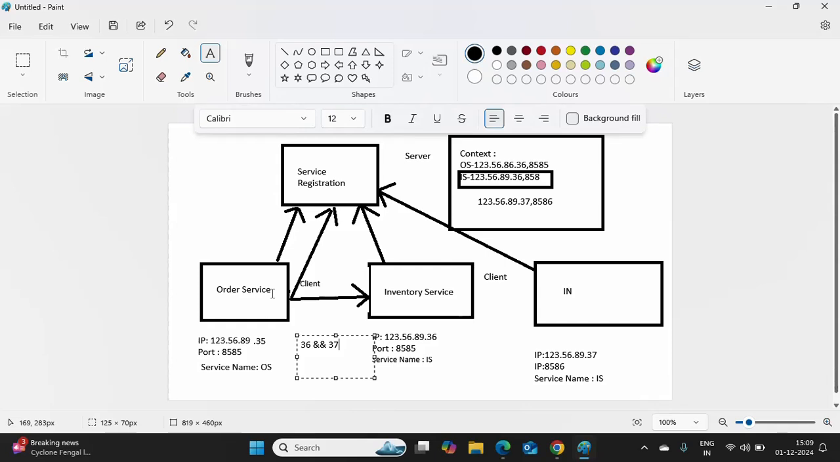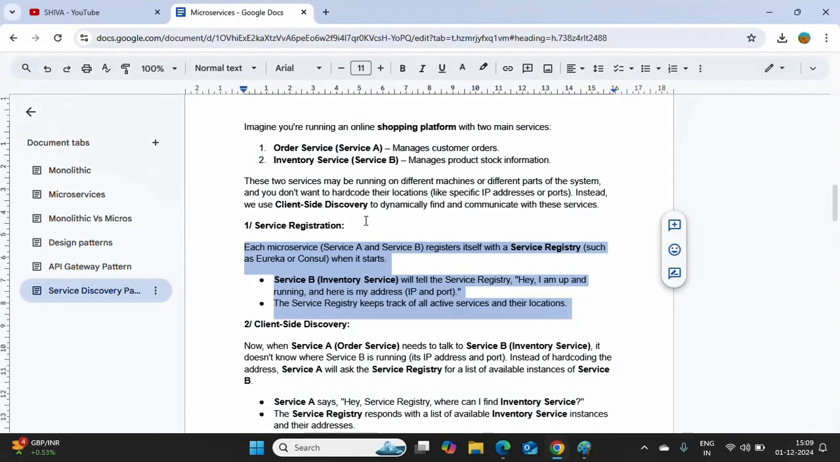In the client-side service discovery pattern, the client itself takes the responsibility of getting all the service information directly, interacting with the service registry. The second one is that it takes the responsibility of distributing the load also. So this is the client-side service discovery pattern. Let's go to this one.